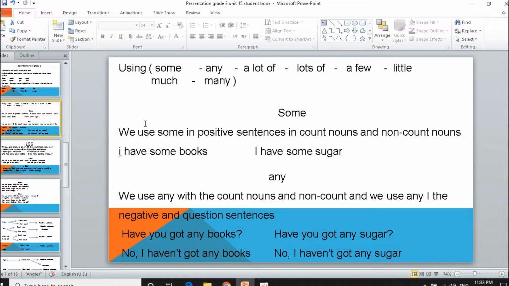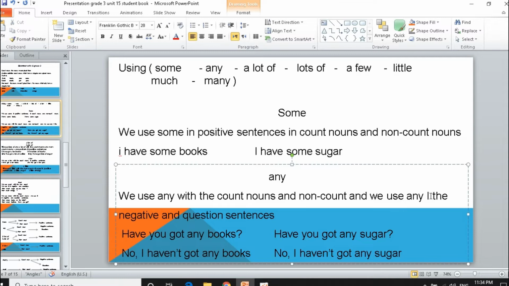Next, any. We use any with count nouns and non-count nouns, and we use any in negative and question sentences. Have you got any books? Have you got any sugar? No, I haven't got any books. No, I haven't got any sugar.